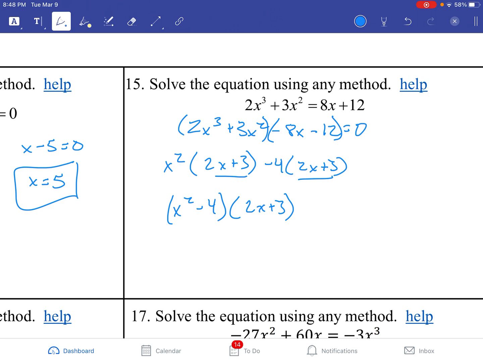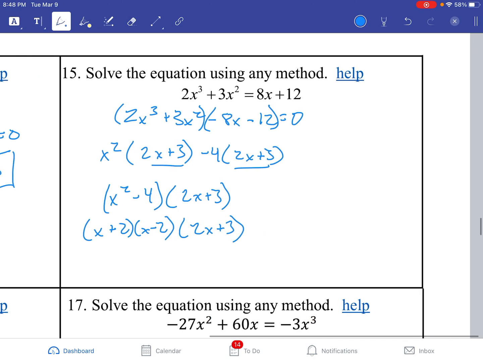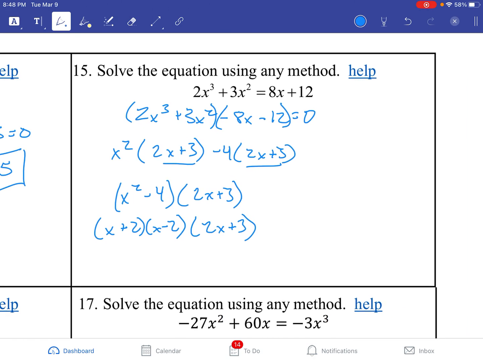Now normally we'd be done with factoring. The issue is we have x squared minus 4. That's a difference of two squares problem. So that means it's going to be x plus 2 and x minus 2, because we can factor that some more. And then the 2x plus 3 stays there. So now we have our 3 factors for this problem.